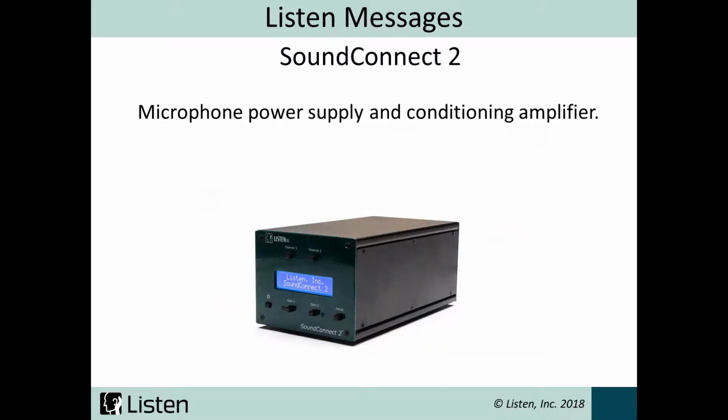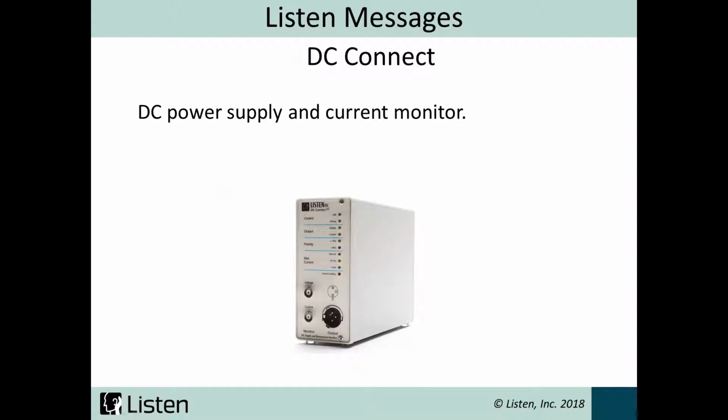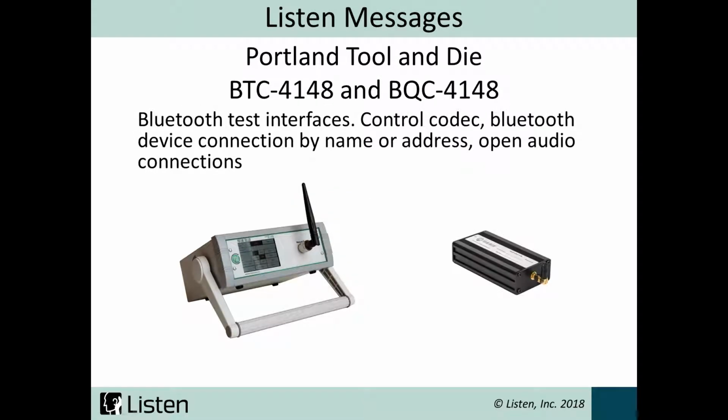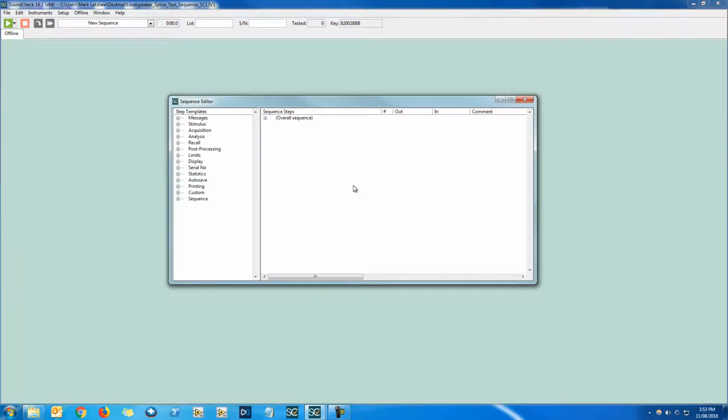Sound Connect 2, which is a microphone power supply and conditioning amplifier. DC Connect, which can be used as a power supply and to monitor current. And the Portland Tool and Die Bluetooth devices. Directly from SoundCheck message steps, you can connect to different Bluetooth devices, change the codecs, and open different audio connections. Now let's look in SoundCheck.